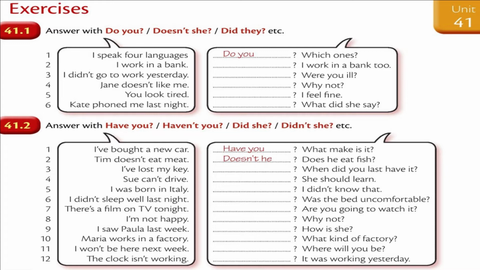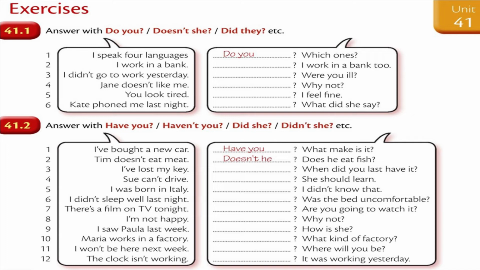Number 5. I was born in Italy. Were you? I didn't know that. Number 6. I didn't sleep well last night. Didn't you? Was the bed uncomfortable? Number 7. There is a film on TV tonight. Is there? Are you going to watch it? Number 8. I am not happy. Aren't you? Why not?